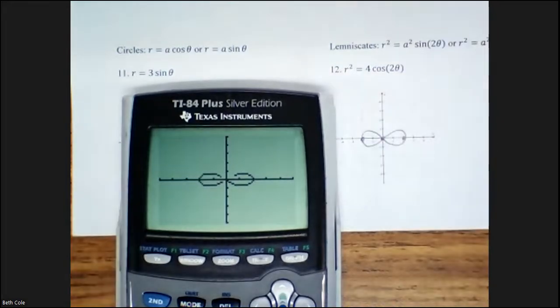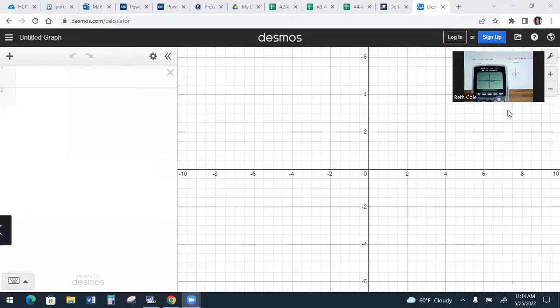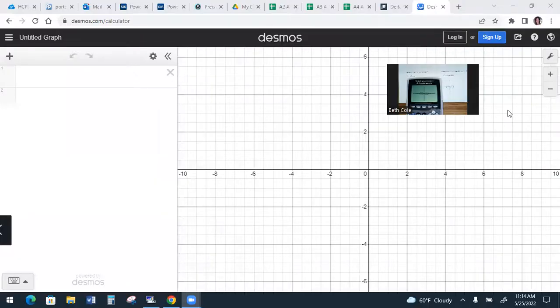But don't stop listening because I need to go over this in case you don't have a calculator like this at home, and I'm doing this for the benefit of the people that will end up being absent and watching this video. So I'm gonna share my screen and show you how this works on Desmos if you're gonna use Desmos instead. So here's Desmos. What you have to do is come up here to this little wrench. Do you see that?